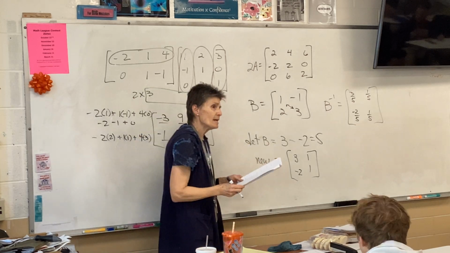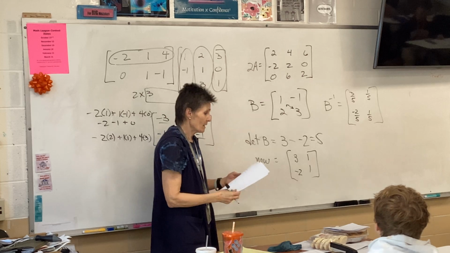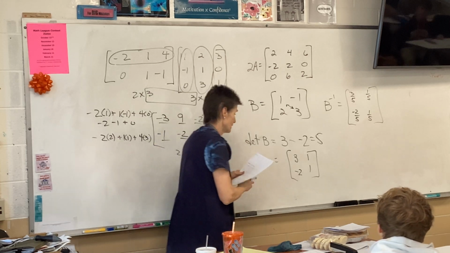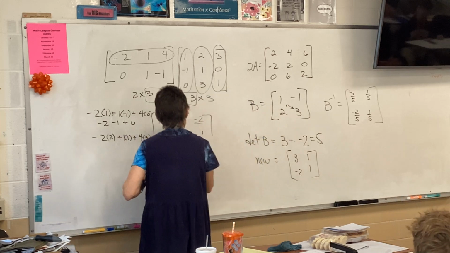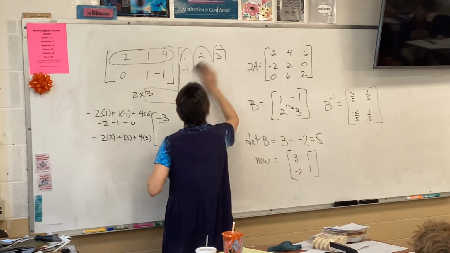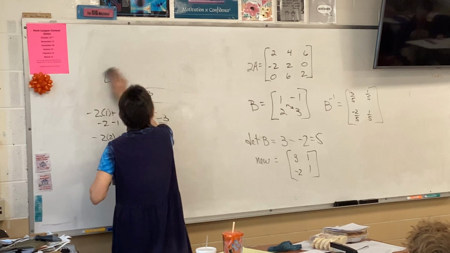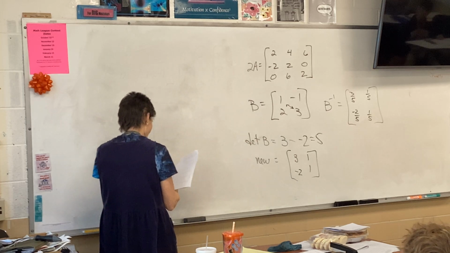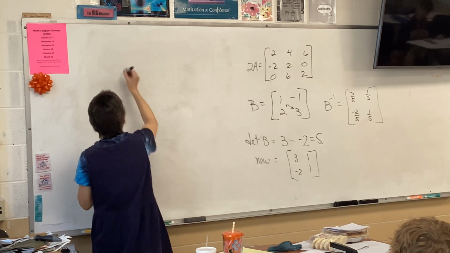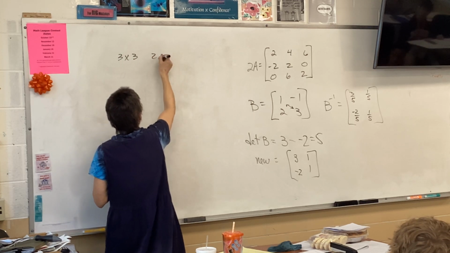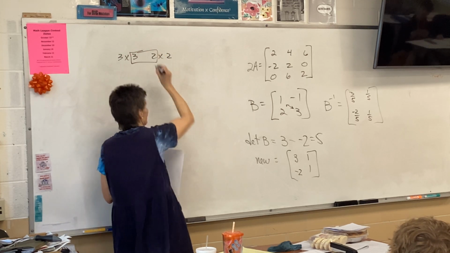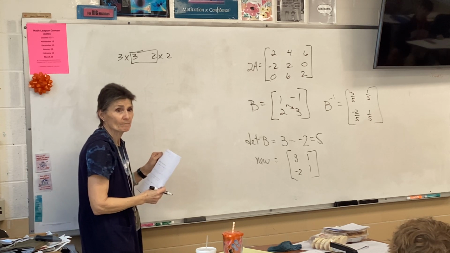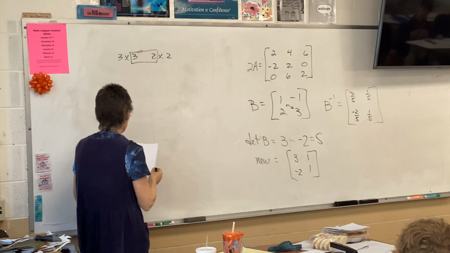How about A times C? Can I multiply A times C? Now, Celeste is shaking her head no. Why is she saying no? It's a 3 by 3 times a 2 by 2. Exactly. It is a 3 by 3 times a 2 by 2, and that is impossible because those numbers don't match. All right, one more. Here we go.